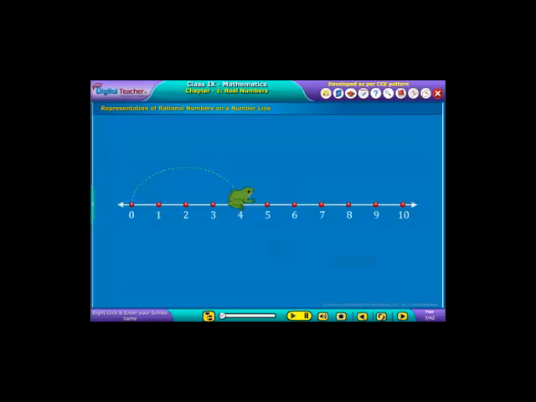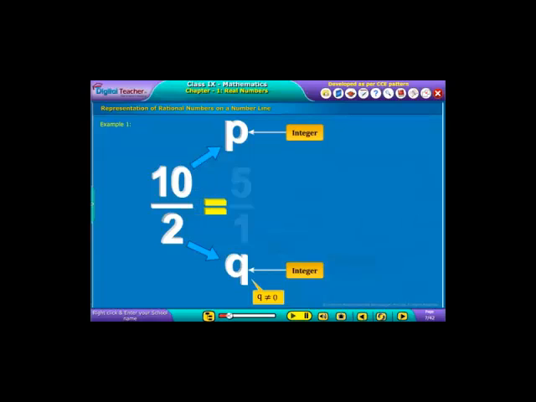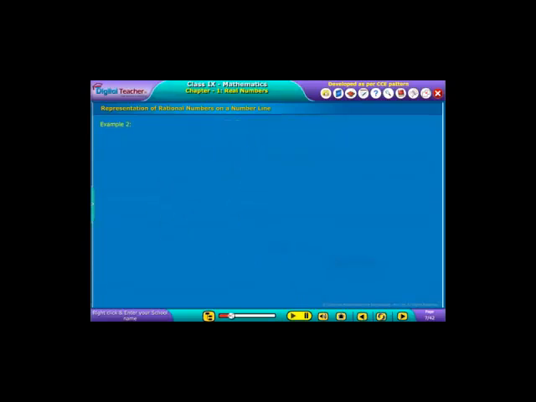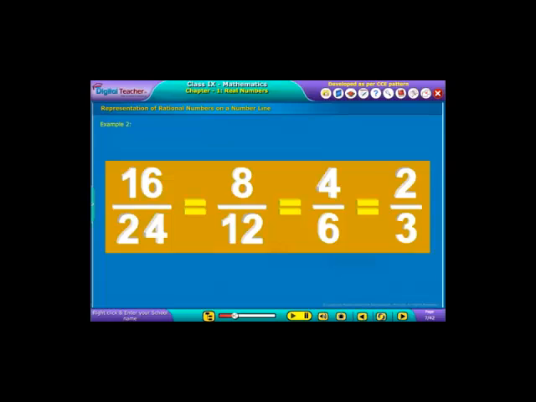Now, let us learn about representation of a rational number on a number line. For example, let us consider the number 10/2. Here p is equal to 10 and q is equal to 2, where p and q are integers and q not equal to 0. Here the number 10/2 can also be represented as 5/1. Similarly, let us consider one more example, that is 16/24. Further simplification is as shown on the screen. So all these are equivalent rational numbers.